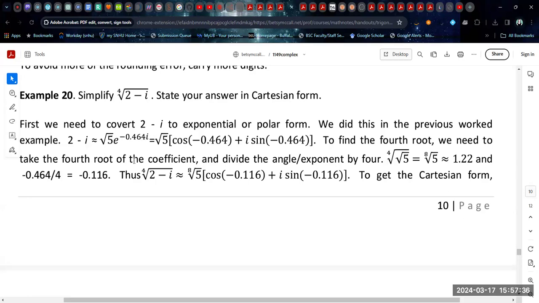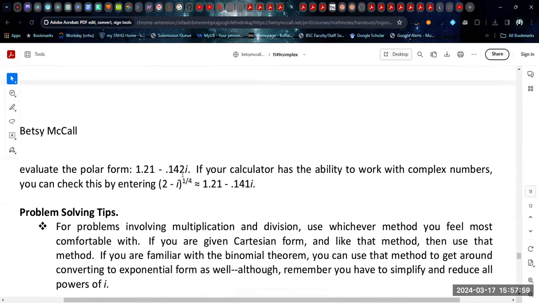Now, if I write this in exponential form and then I take the fourth root of everything, this is going to turn into the eighth root of 5 as my coefficient out front, so about 1.22. And if I divide this angle by 4, one solution is going to be this angle. And so if I write that in Cartesian form by evaluating my trig functions, I get this. But I still have 3 other solutions.